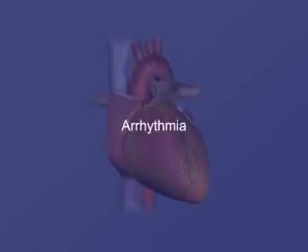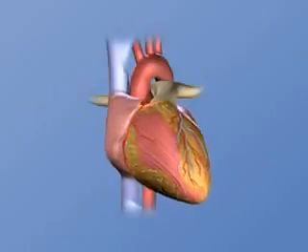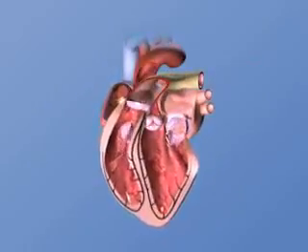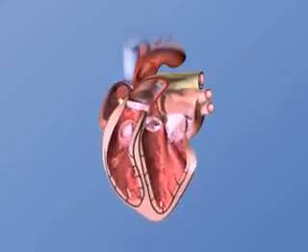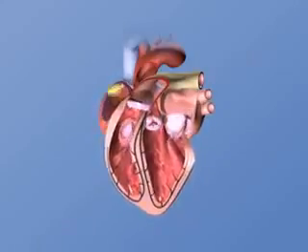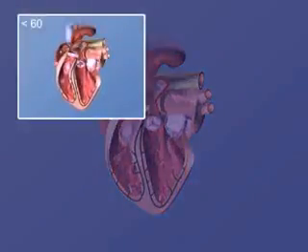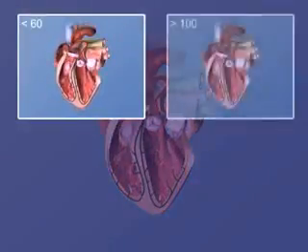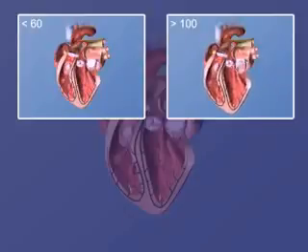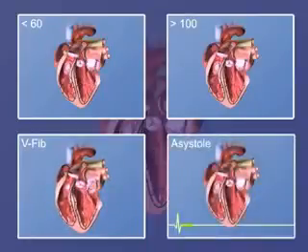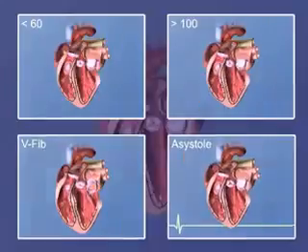Arrhythmia. A malfunction of the heart's electrical system will generally result in an arrhythmia. Electrical disturbances within the heart result in arrhythmias, including bradycardia, abnormally slow, less than 60 beats per minute, tachycardia, greater than 100 beats per minute, or rhythms that are present when there is no pulse, including ventricular fibrillation, ventricular tachycardia, pulseless electrical activity, and asystole.